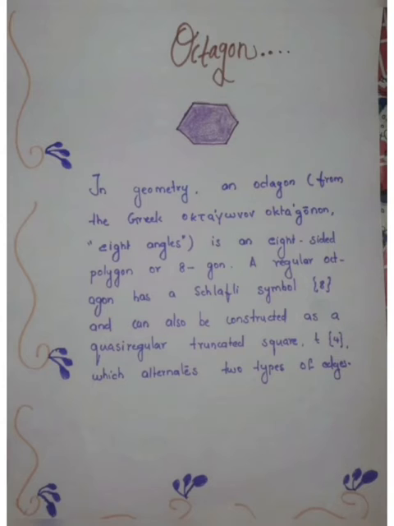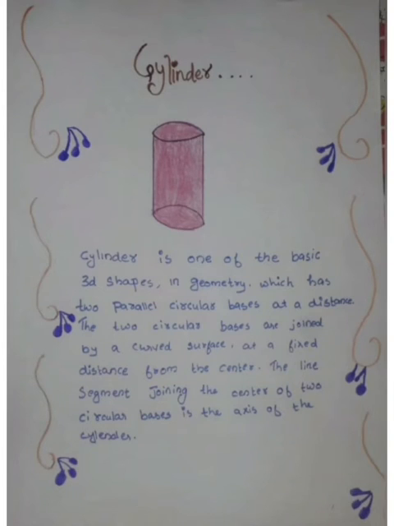Cylinder. Cylinder is one of the basic 3D shapes in geometry which has 2 parallel circular bases at a distance. The 2 circular bases are joined by a curved surface at a fixed distance from the center. The line segment joining the centers of the 2 circular bases is the axis of the cylinder.